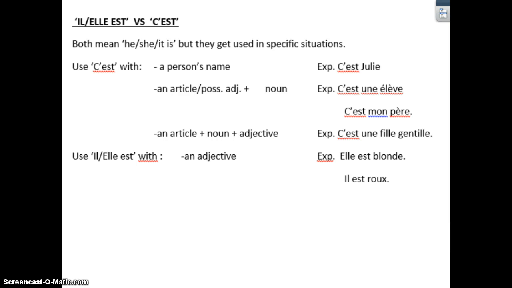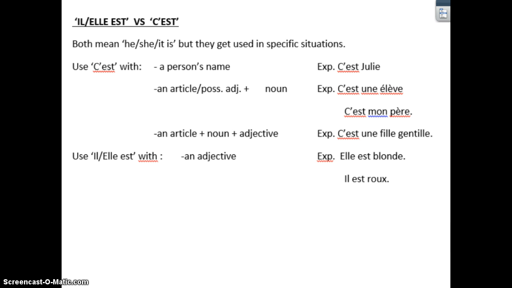Il can either mean he is or it is. Elle can either mean she is or it is, if it's a feminine it. And c'est can either mean he is, she is, or it is, all three depending on the situation. So it's basically a grammar rule, and you just have to look at the sentence that you're using it in to decide which one is the most appropriate one to use.